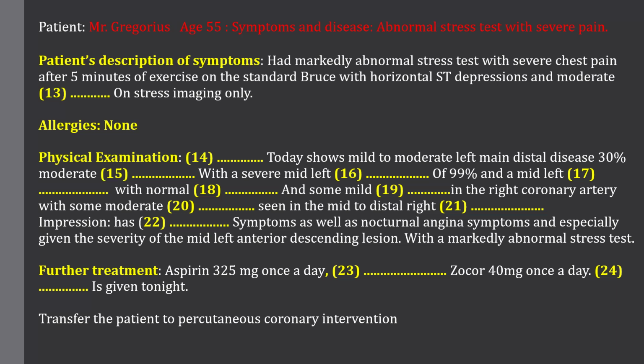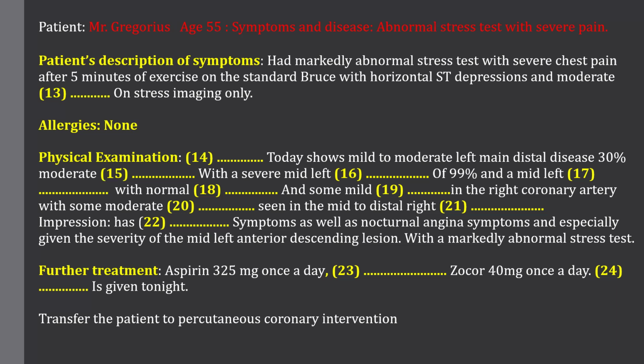55, doctor. Well, his cardiac catheterization today shows mild to moderate left main distal disease of 30%, moderate proximal left anterior descending coronary artery with a severe mid-left anterior descending coronary artery lesion of 99%, and a mid-left circumflex lesion of 80% with normal left ventricle function and some mild luminal irregularities in the right coronary artery with some moderate stenosis seen in the mid to distal right patent ductus arteriosus.